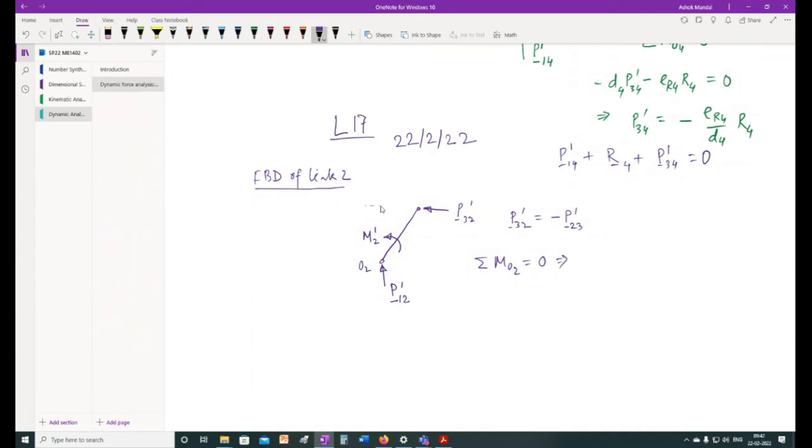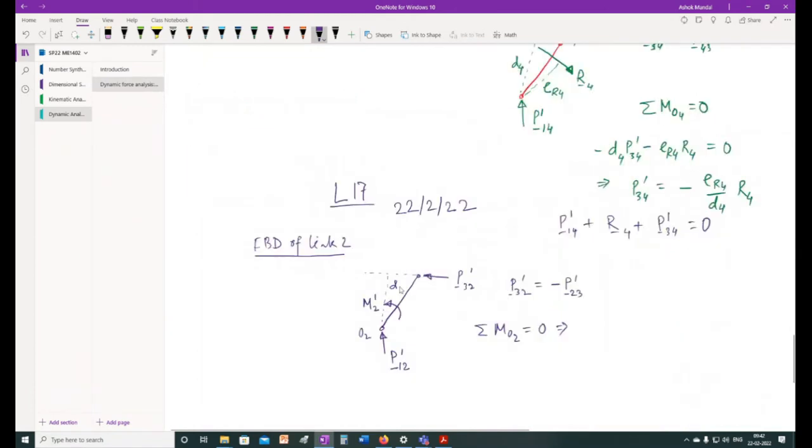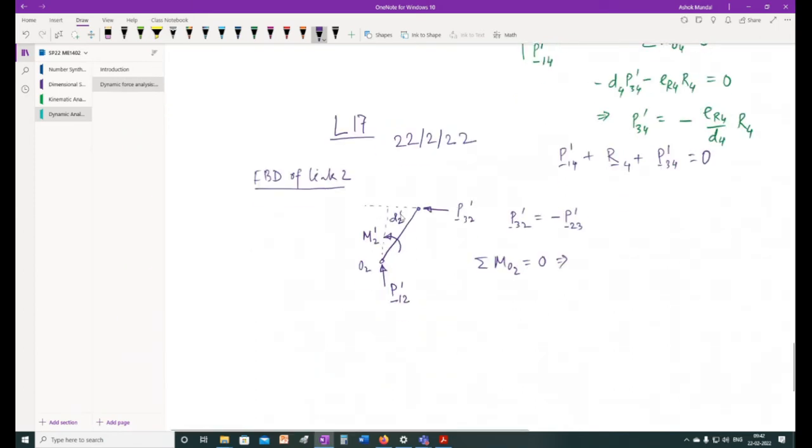If you know this perpendicular distance, let's say I call it D21, we have P32 into D21 plus M21 is equal to 0. So from here you can find out M21. But finally you also want to find out what P12 is.